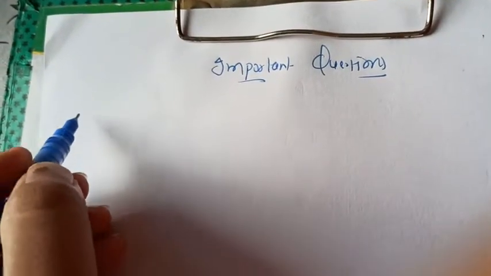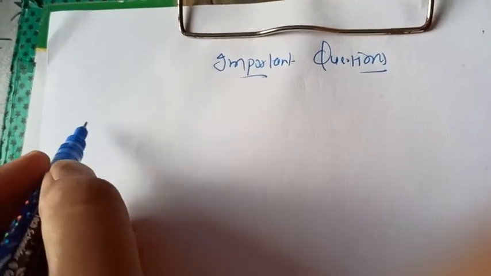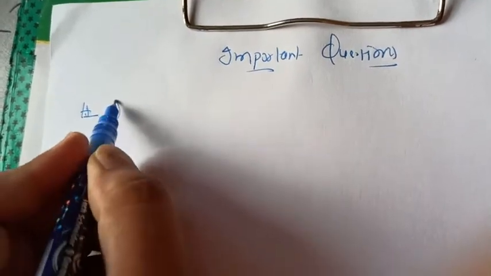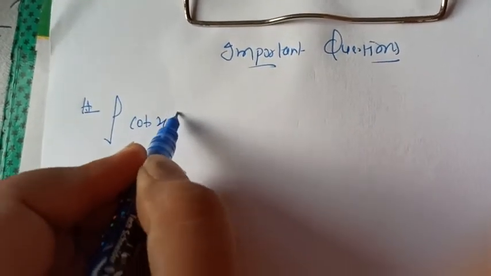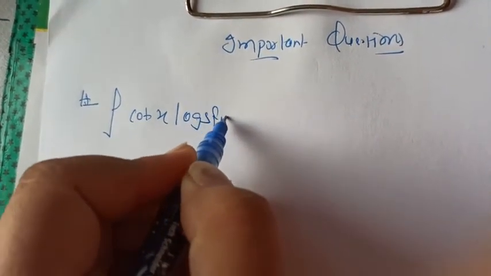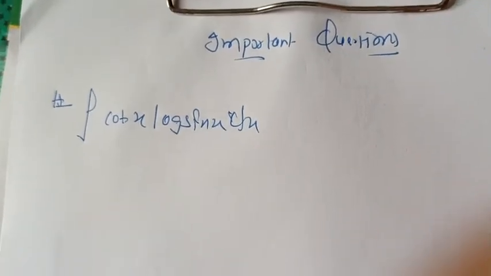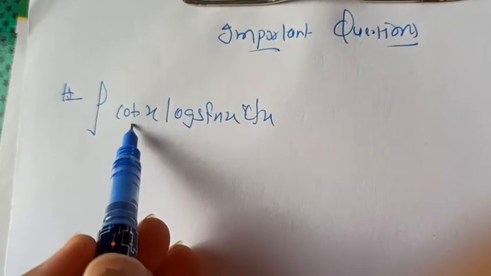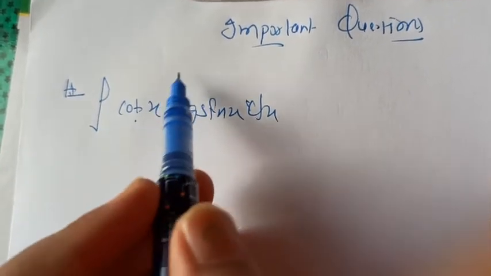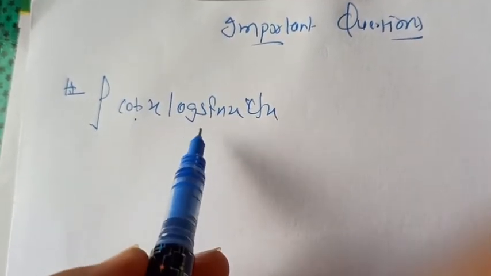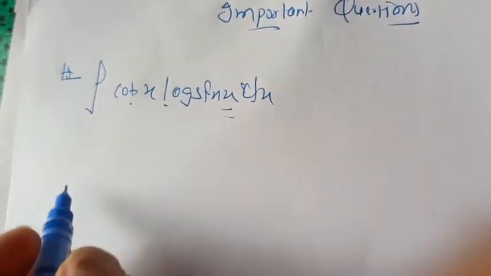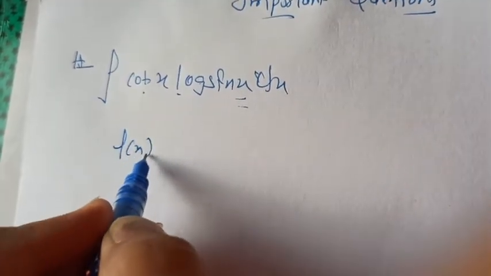So now we have a few important questions which are left over. First question is cot x log sin x. Now we have to choose one function and another derivative. If I take cot x as function, there is no derivative like log sin x. But if I take log sin x as function, let's see what we get.